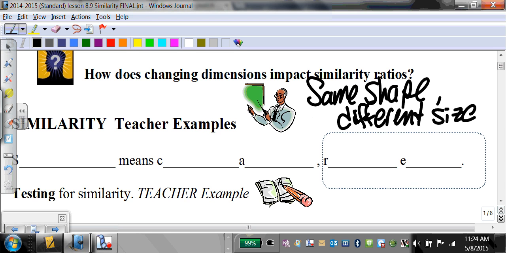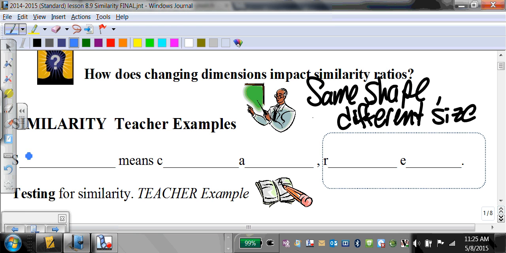Different size. Kind of like the layman's version of similarity. A simple version: we say same shape, different size. So that's the layman's definition. Okay. Then we have this technical version of similarity.